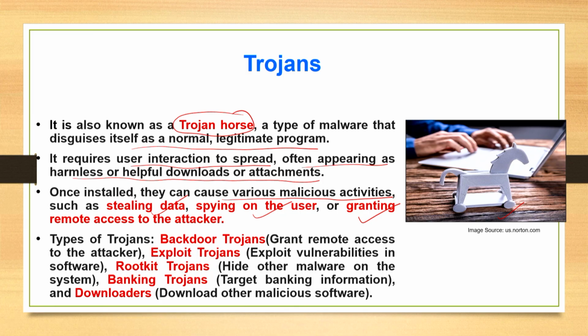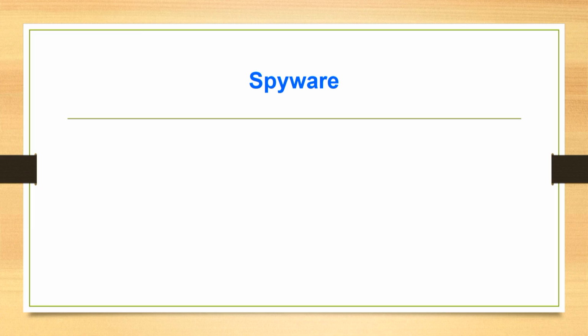There are different types of trojans. Backdoor trojan grants remote access to the attackers. Exploit trojan exploits vulnerabilities in the software. Rootkit trojan hides other malware on the system. Banking trojan targets banking information, and downloaders download other malicious software. So, this is all about the trojan malware.